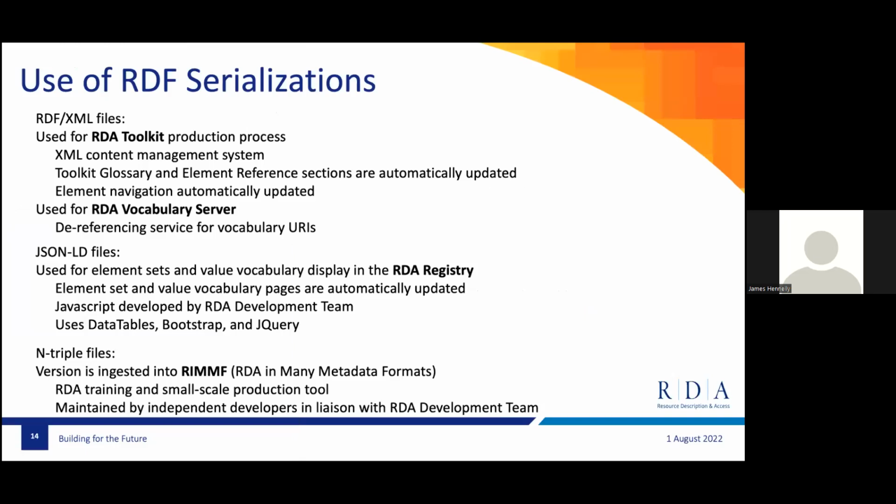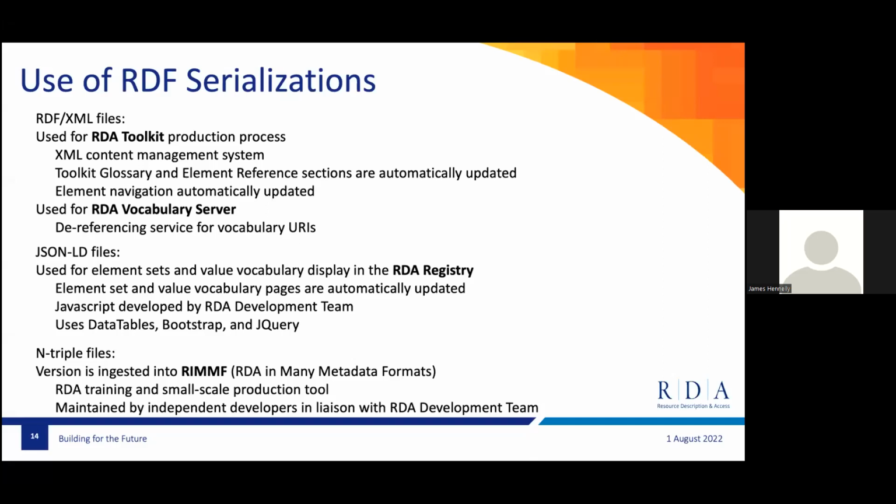So going back to what we use our serializations for, the RDF XML is also used for the RDA vocabulary server. The JSON-LD files are used for the element set and value vocabulary display in the RDA Registry. So anytime we do a new GitHub release, that content will be reflected in the RDA Registry. And we do this by various JavaScripts that have been developed by the RDA development team. And we have tried to use tools that are widely used across the web. So we use DataTables, Bootstrap, and jQuery to display and to search this data.